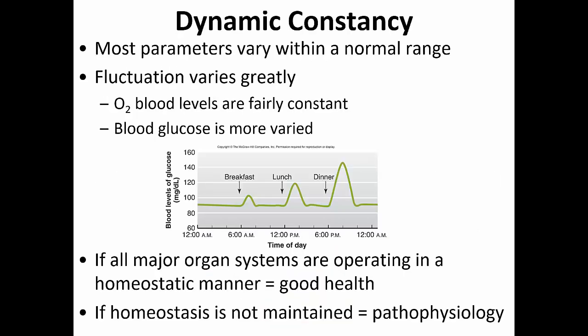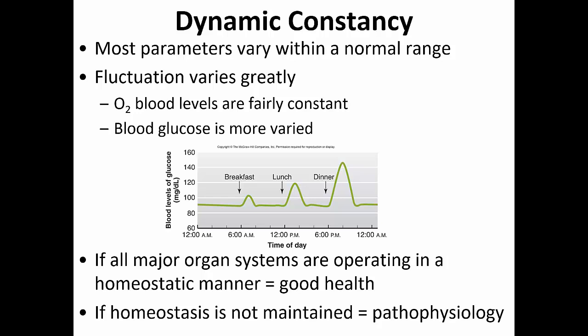We do notice the following, that we describe these parameters, or at least the manner in which they're maintained within the body, as a dynamic constancy. So most of these parameters are going to vary a bit within a normal range, but the fluctuation varies greatly depending on the variable that you're talking about. For example, oxygen levels are extremely constant within the body.